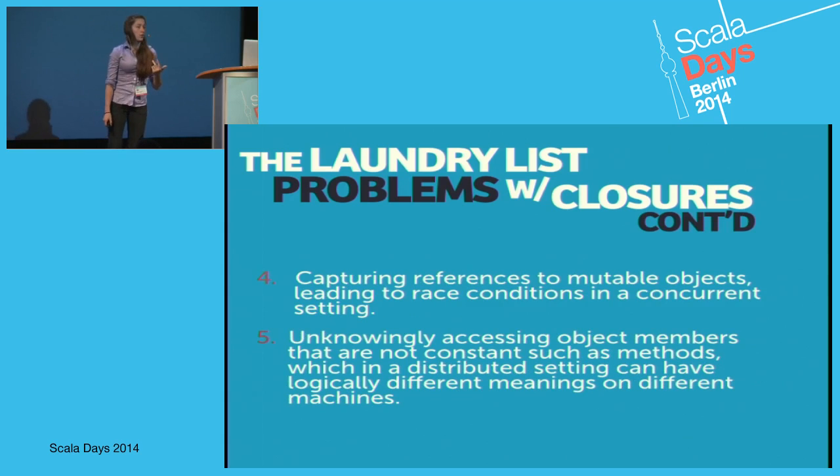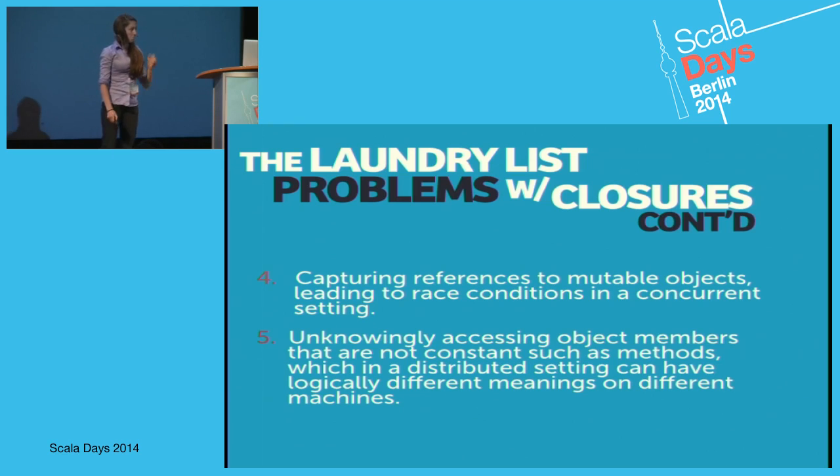Other things: if you have a closure, which is a function that has an environment, and you end up capturing in the closure's environment some mutable data that multiple threads then operate on, then you have race conditions, and that's also not desirable. And finally, unknowingly accessing object members that aren't constant. So what does that mean? Method calls, for example. In the case that you're going to move a function from one machine to another, you don't want to accidentally capture a method call that has a different meaning on one machine than another. Then you have totally weird logical errors that you don't want to deal with.